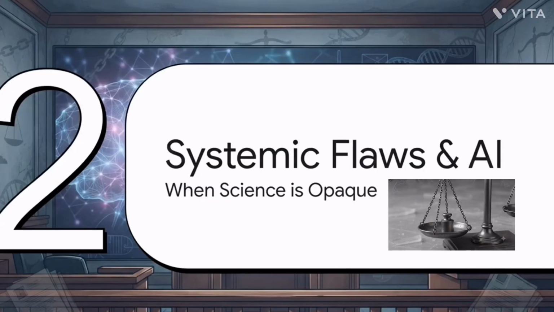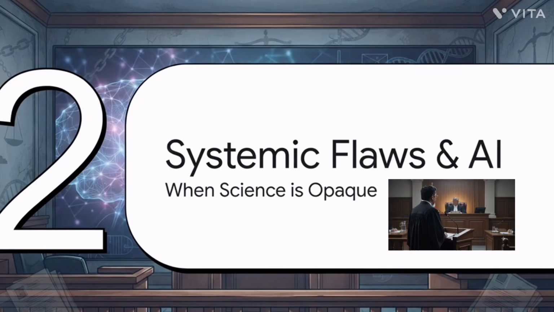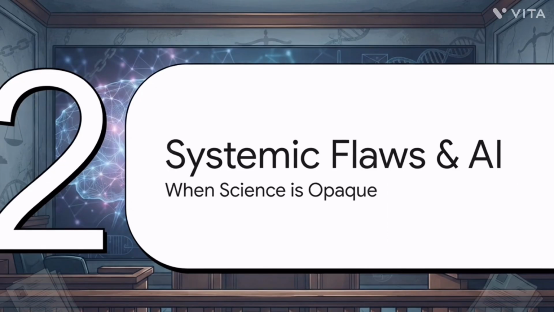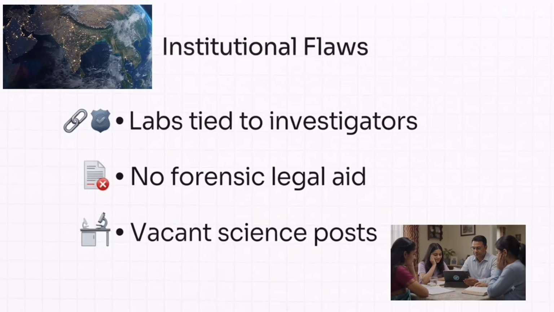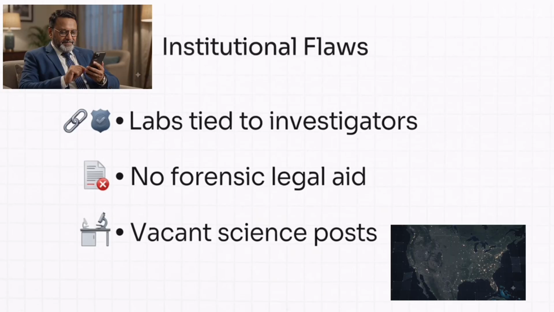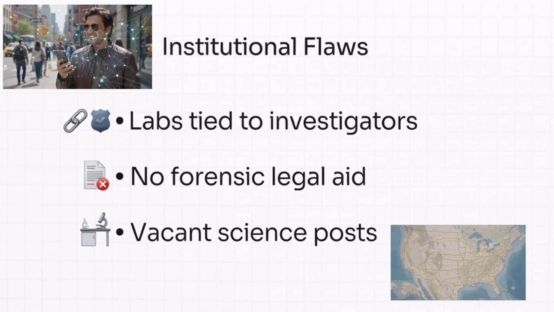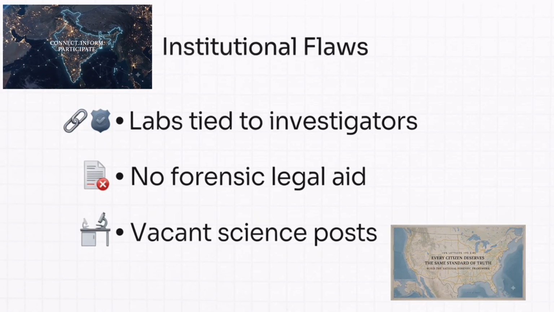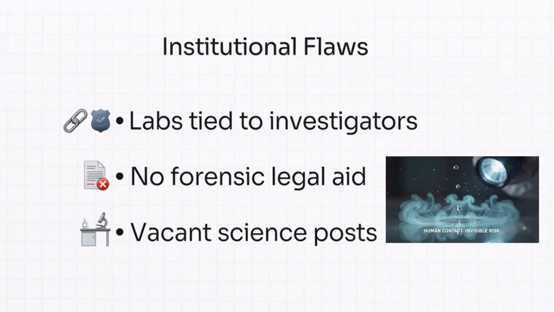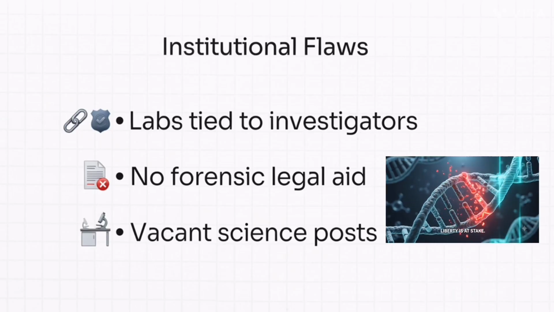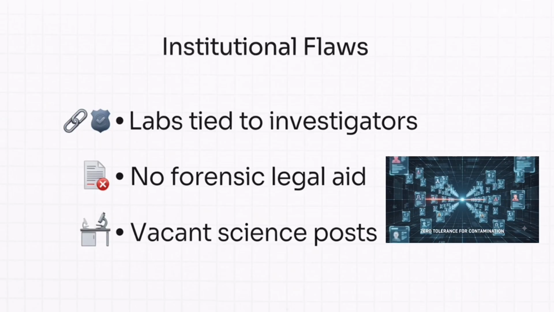Moving on to Section 2, systemic flaws and AI threats. We need to talk about what happens when science becomes opaque. The petition lays out some glaring institutional flaws that make this power imbalance incredibly dangerous. First off, forensic laboratories remain institutionally tied to the investigating machinery. Think about what that actually means. The person testing the evidence isn't independent from the person accusing you.